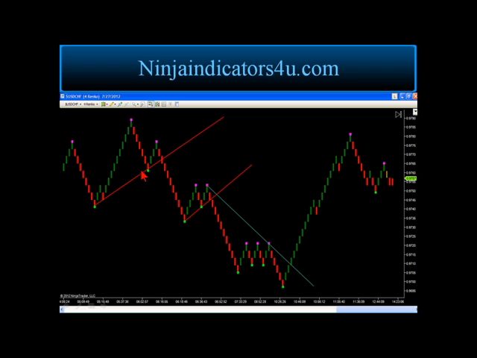So these areas on here are support and resistance, and that's why when support or resistance is broken, very often you get a significant move, but you need other indicators to determine this. You can't just trade with these price action trend lines alone.